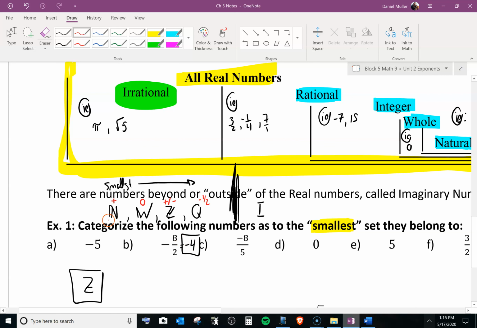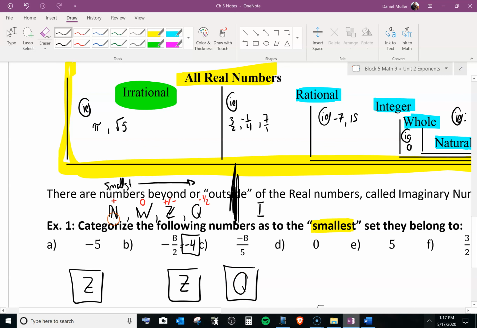So -4 is not a natural. It's not a whole number. It is an integer. So I just put a Z. -8/5, that can't be reduced. So it's not a positive whole number. It's not 0. It's not a positive or negative whole number. It must be a fraction, and so we call that a Q.